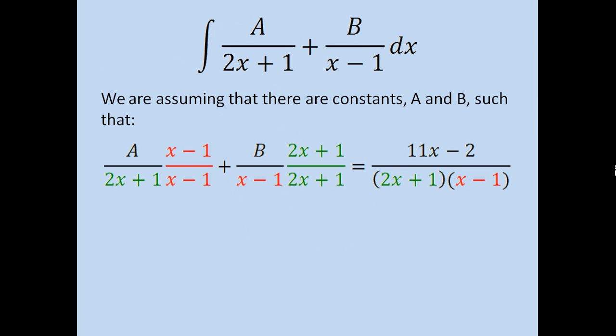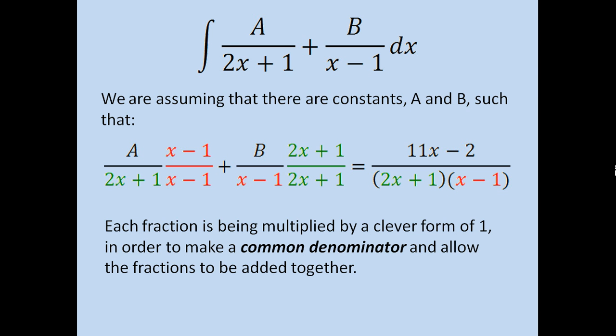Now, the way that we can assume that is we would just say that we could multiply the fraction with A in the numerator by the form of 1, (x - 1) over (x - 1), and B by the form of 1, (2x + 1) over (2x + 1), and then adding them all together would give us (11x - 2) over (2x + 1)(x - 1). So each fraction is being multiplied by a clever form of 1 in order to make a common denominator and allow the fractions to be added together.